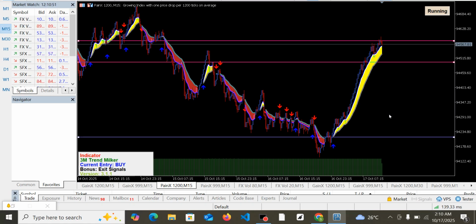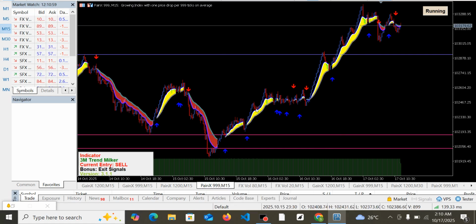This is Pain X 1200, and of course this is live charts. Okay, now let me show you Pain X 999. This is Pain X 999, still the same strategy. You can see it switched from a downtrend into an uptrend, and check it out, it went as high as this. Still on the 15 minutes time frame. You can see how beautiful it is.